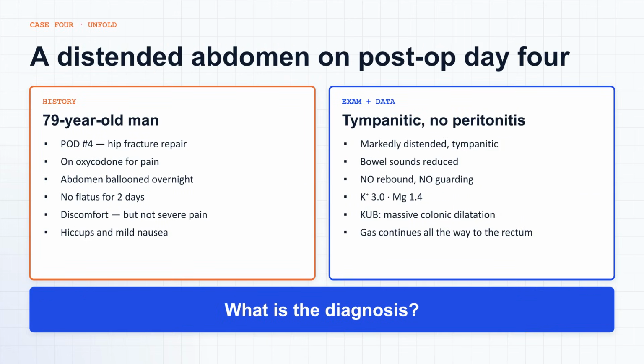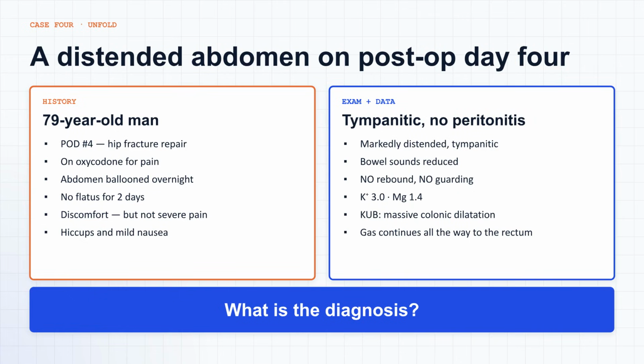Our fourth patient is a 79-year-old man on the medical ward. He is 4 days out from repair of a hip fracture. He is taking oxycodone for pain. Overnight, his abdomen became hugely distended. He has not passed flatus in 2 days. He has some abdominal discomfort, but it is not severe. He has hiccups and mild nausea.